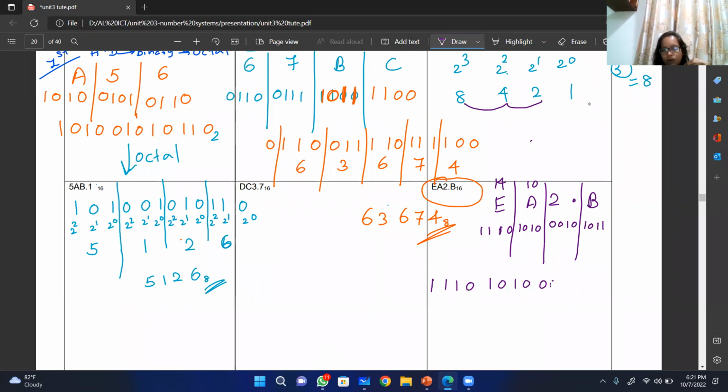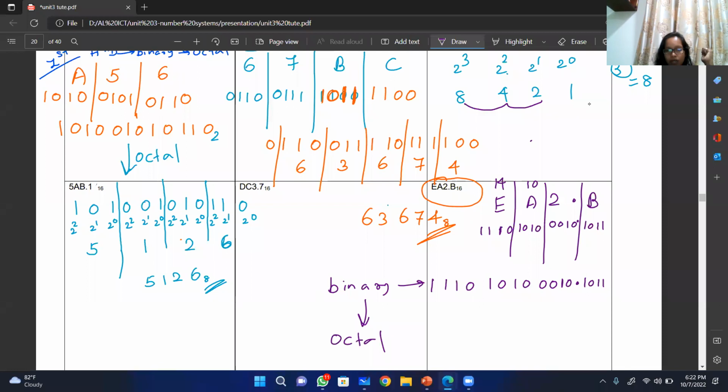Where's the decimal point here? I have missed it totally. You have to keep the decimal point: 1 0 1 0 1 0 0 0 1 0 point 1 0 1 1. Then this is in binary. You have to convert this binary into octal.